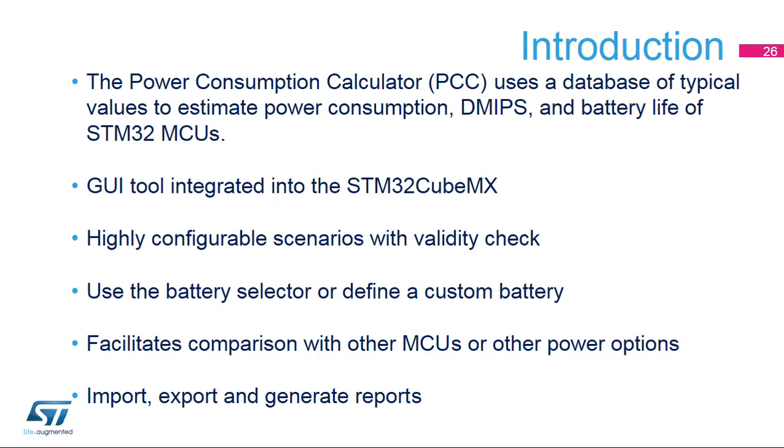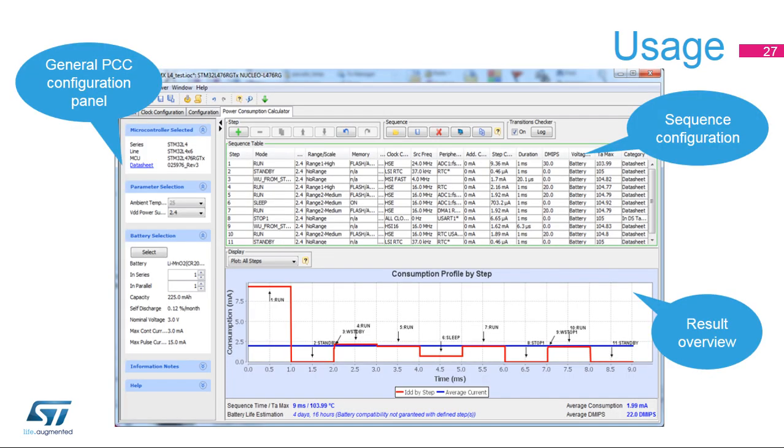The power consumption calculator can be used to estimate battery lifetime used as either main or supplementary power supplies. Sequences can easily be imported and exported. Illegal state transitions are detected too. It is even possible to compare sequence executions of two different MCUs and generate a report. The power consumption calculator is the fourth tab in the STM32CubeMX main window.